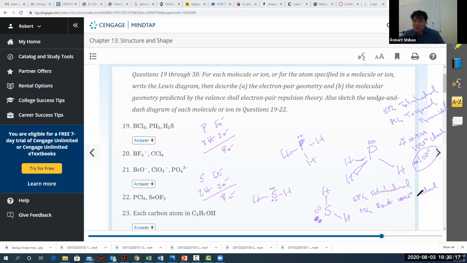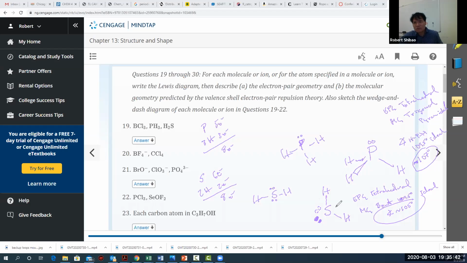Now one lone pair is going to distort it by 2 degrees, so one lone pair drops it down to 107. The second lone pair is going to drop it down about another 2 degrees, and so we expect about a 105 degree angle. The HSH angle should be about 105 due to the distortions. But these are just guesstimates.